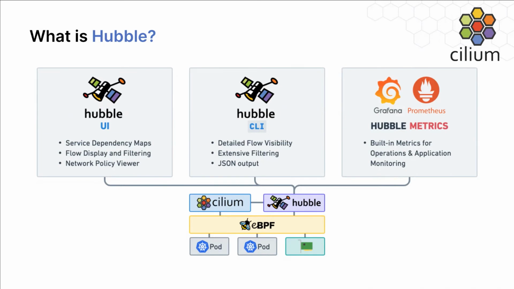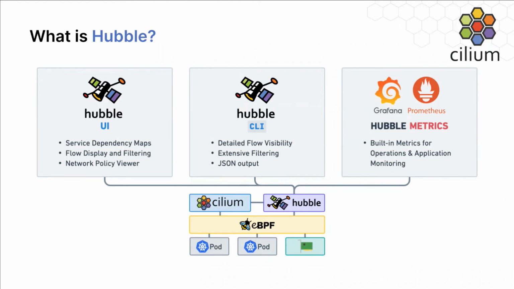It has three main parts. First of all, the Hubble UI is a component which allows you to display flows and to filter based on flows. You get the service dependency map where you can see in a namespace or between namespaces what is talking to each other, which protocols, and if that's allowed. For Cilium Enterprise users, we have the network policy viewer, which can read the current applied network policy. And based on that flow, you can, for example, change and export to be applied in your CI/CD workflow.